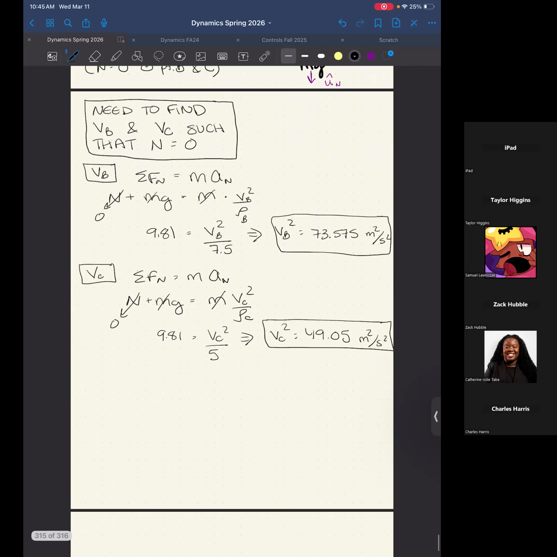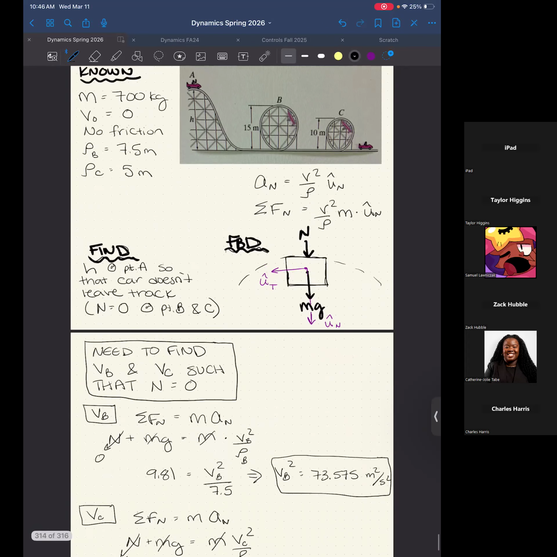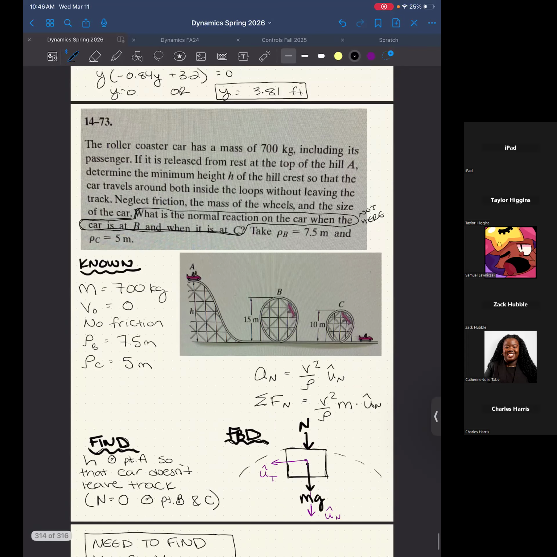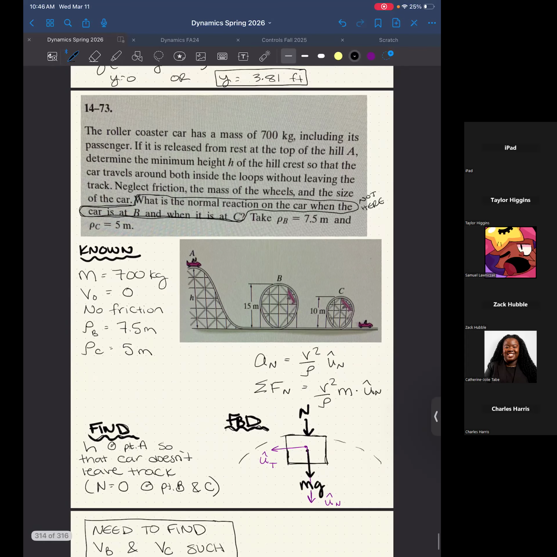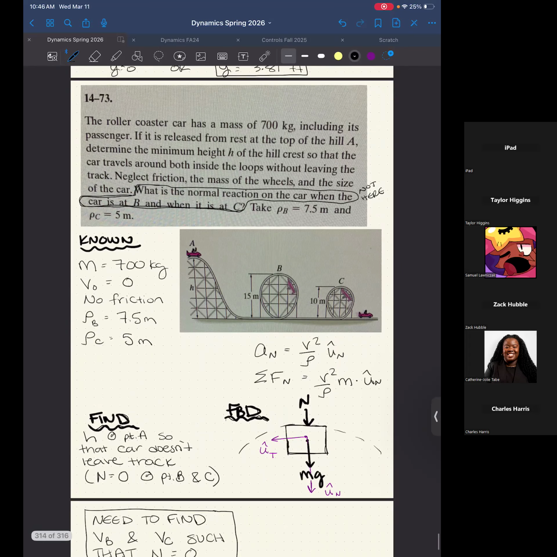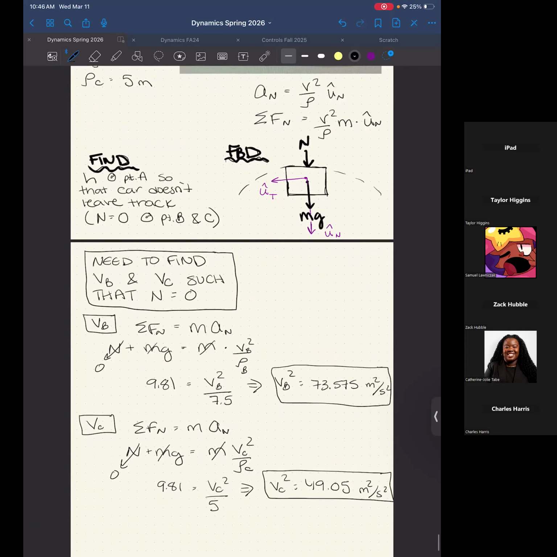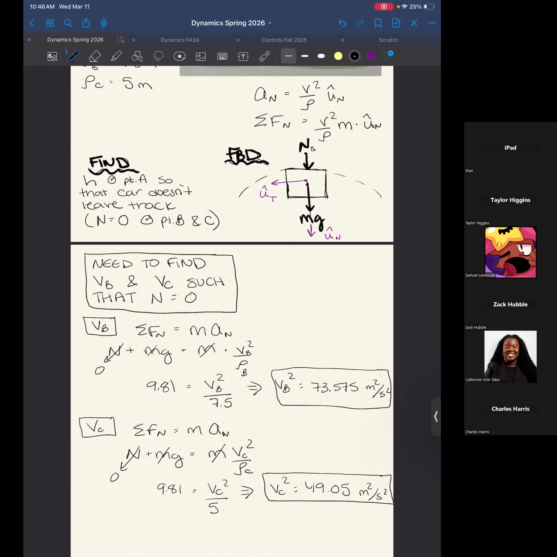If we're stuck in knowing what to do after the given, find, and free body diagram, should we make a free body diagram for each of B and C to know what forces? Does that make sense for the sum of the forces in the normal direction? You can certainly draw separate free body diagrams, but they will be exactly the same, except that you could put sub B and sub C and so on.